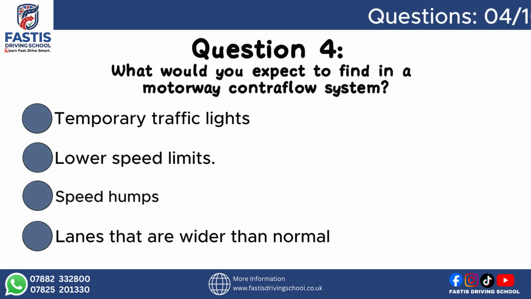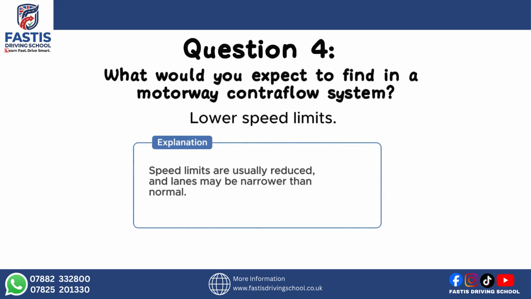Question 4. What would you expect to find in a motorway contraflow system? B. Lower speed limits. Speed limits are usually reduced, and lanes may be narrower than normal.